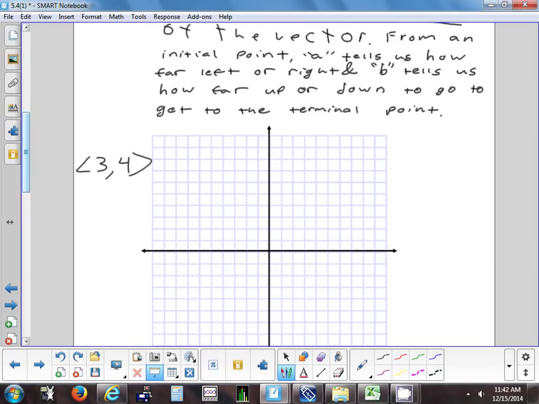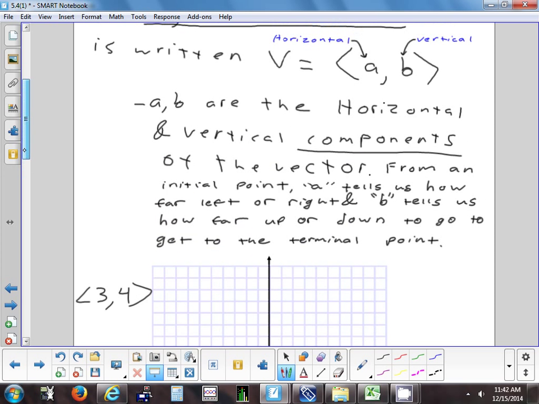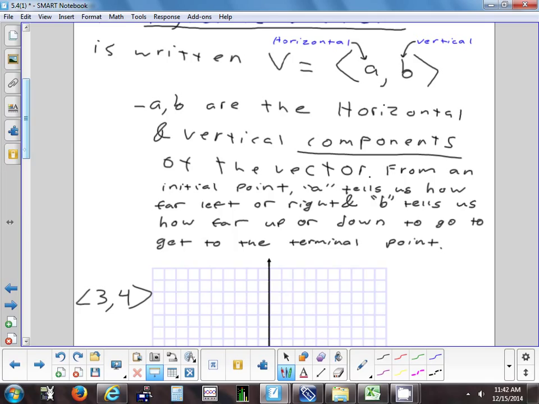First of all, why can't I just use parentheses? What would happen if I put parentheses around that? That's a point. That's a coordinate. If you want to write something as a vector, you've got to put those brackets. Now, when we do algebraic notation, did it say anything about where you have to start? Where the initial point has to be?